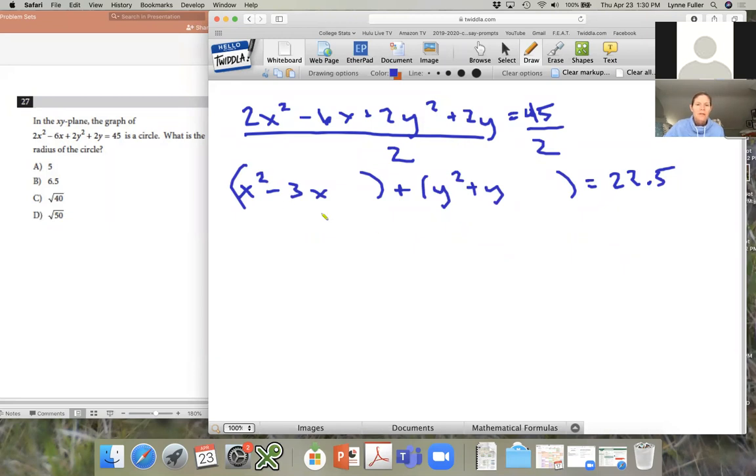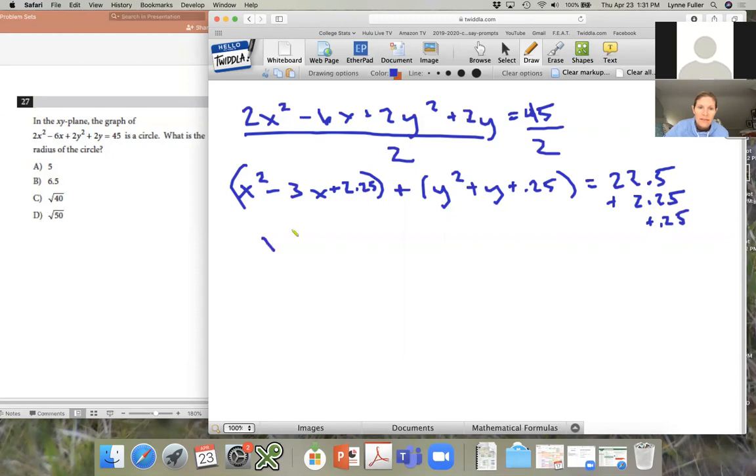Okay, so -3 divided by 2, 3 divided by 2 is 1.5. 1.5 squared is 2.25. And whenever I add to one side, I'm going to add to the other. So that's 2.25. And then 1 divided by 2 is 1/2. 1/2 squared is 0.25. And again, we add that to both sides.